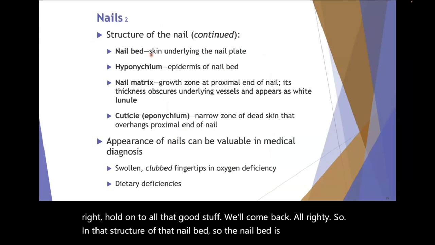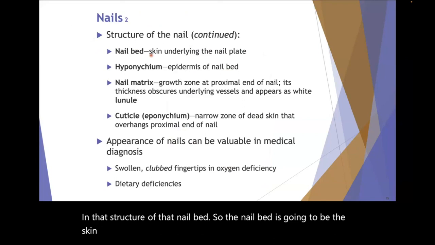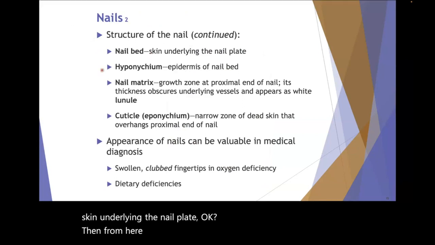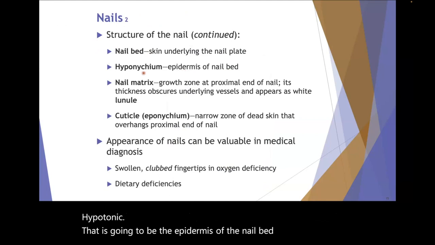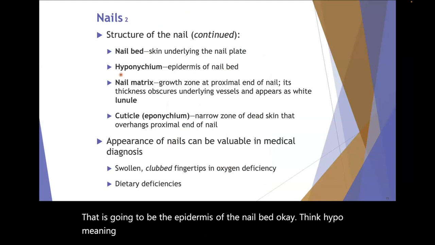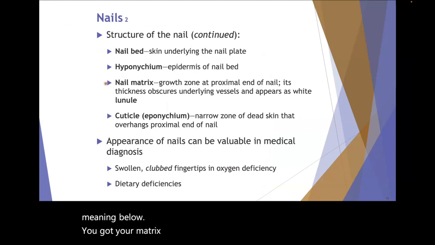All righty, so in that structure of the nail bed, the nail bed is going to be the skin underlying the nail plate, okay? Then from here, you have something called the hyponychium. That is going to be the epidermis of the nail bed, okay? Think hypo meaning below. You got your matrix. That is the zone at which growth takes place at the proximal end of the nail.